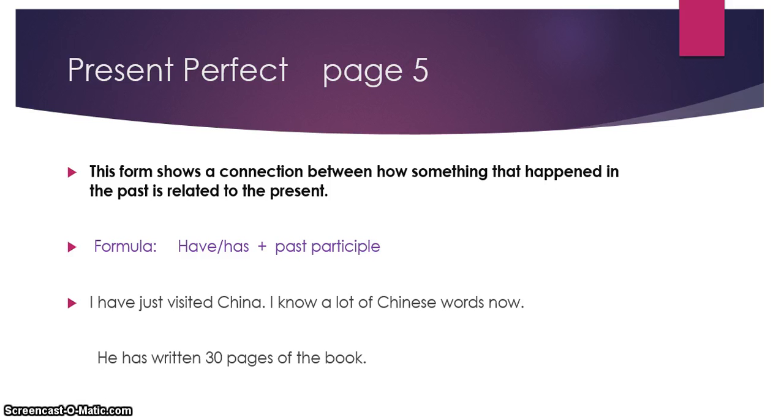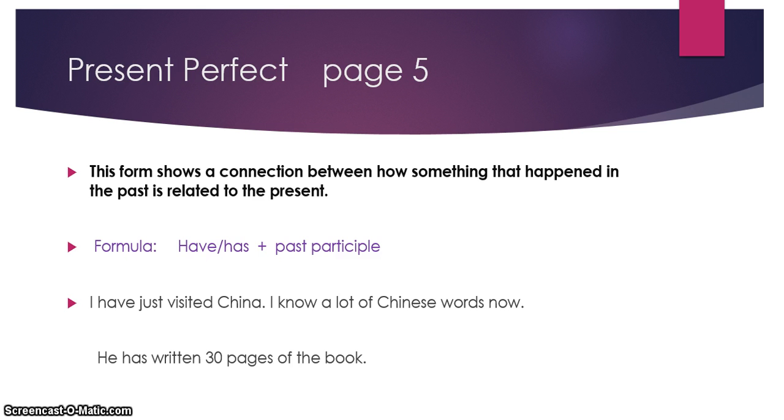First, let's look at present perfect. The information about present perfect can be found in your book on page 5. Now, this form shows a connection between how something that happened in the past is related or connected to the present. Now, how we make this sentence, we're going to use the formula have or has plus the past participle.